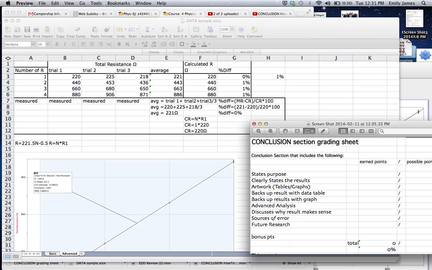Okay, so now we've stated the purpose, we stated the results, we showed the art, we've got the backup. Now we've got to discuss why the results make sense. This is the most important part of the lab, and people lose a lot of points on it. We want to ask the question, why should the total resistance increase as the number of resistors increases?